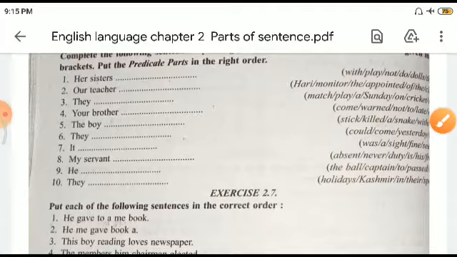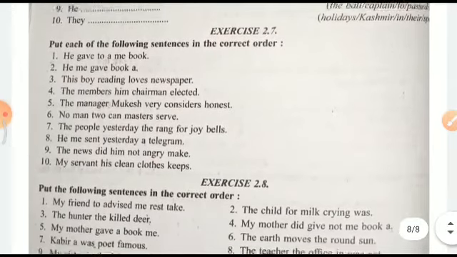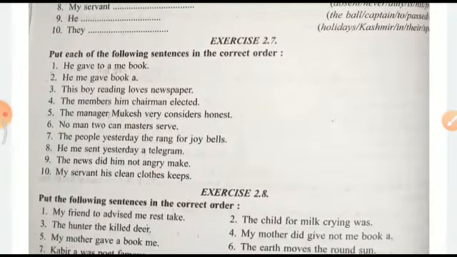Our teacher Hari monitor the appointed of the class. Our teacher appointed Hari the monitor of the class, right? So you have to rearrange these words to form a complete sentence. Now exercise 2.7. Put each of the following sentences in the correct order.